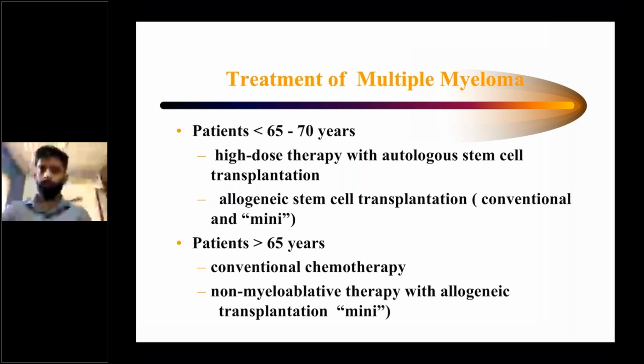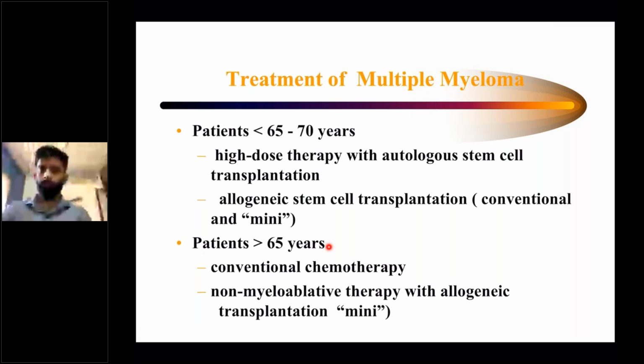So next one is treatment. Treatment is not that simple, but we have only certain groups of drugs for this. Patients less than 65 to 70 years, and patients greater than 65 years. Here you have high dose therapy with autologous stem cell transplantation. You have allogenic stem cell transplantation, conventional and mini. Conventional is the normal one, when there is myeloablative therapy before giving the transplantation, and then you go for allogenic stem cell transplantation. Mini is when you do not give myeloablative therapy.